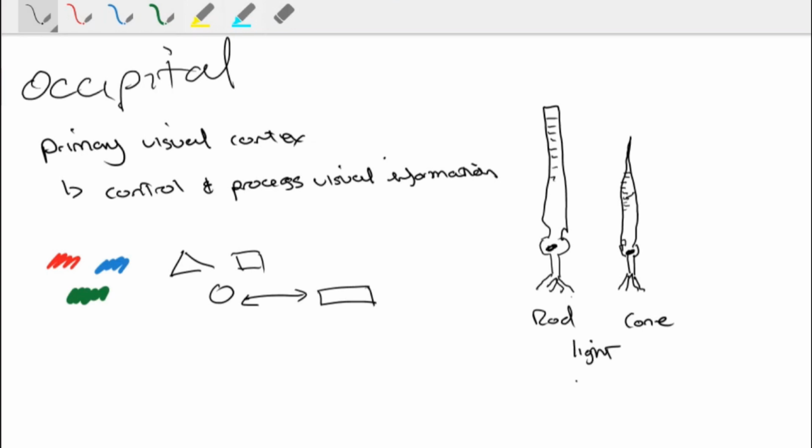The function of rods is to respond to low levels of light, to help us see at night and don't really process color or large amounts of detail. On the other hand, cones respond to higher levels of light and process color and detail.